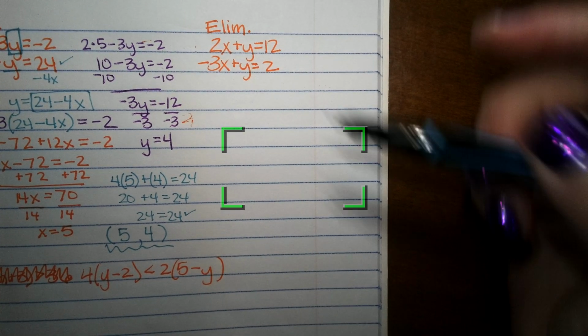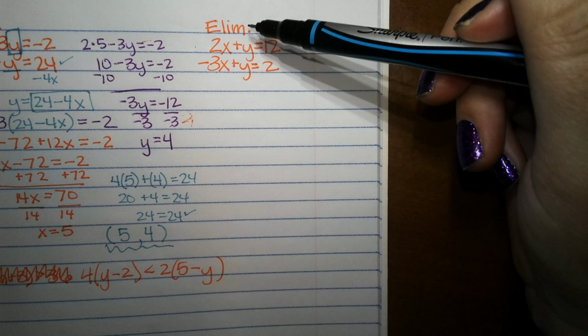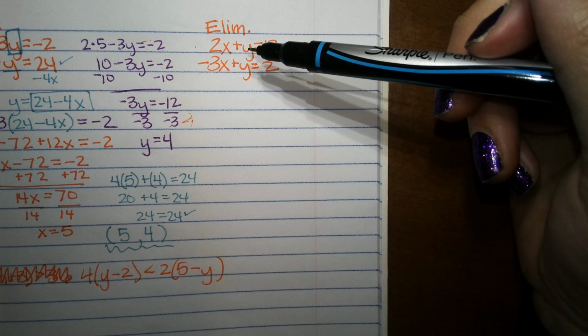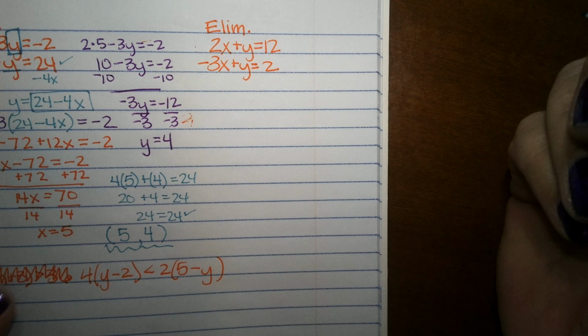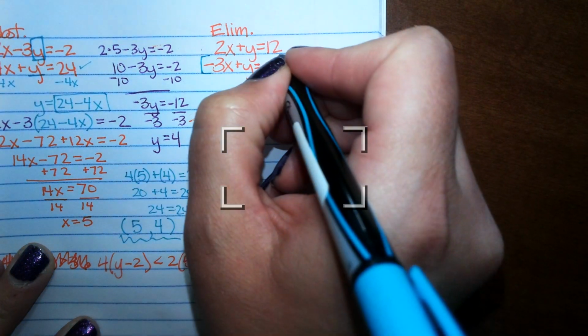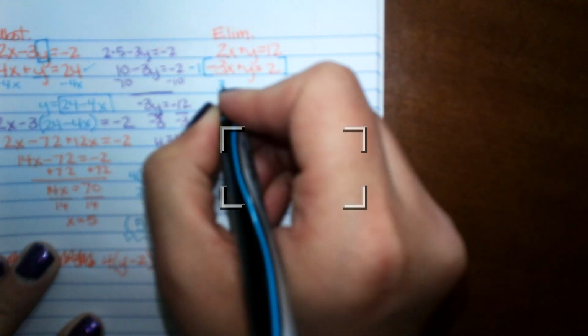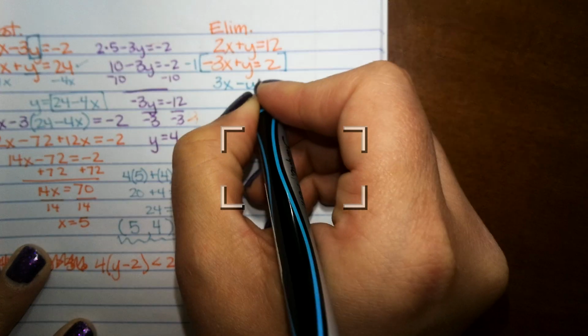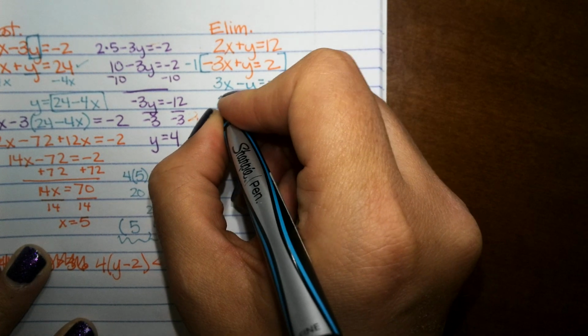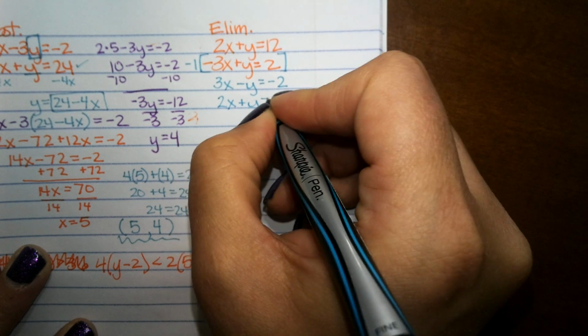Okay, so then if I go to elimination, I'm trying to eliminate either x or y. Now I notice that my y's are both positive ones. If I would make one of those a negative, it would make the y's go away. So I'm going to multiply either equation by a -1. I'm just going to do the bottom one. So if I multiply it by -1, I get positive 3x, negative y, and -2. Now I'm just going to rewrite the top equation so that they're next to each other.